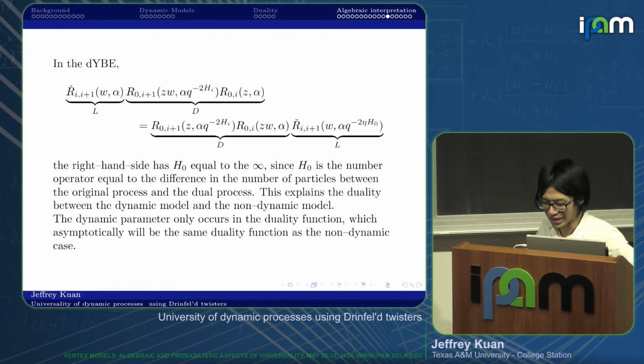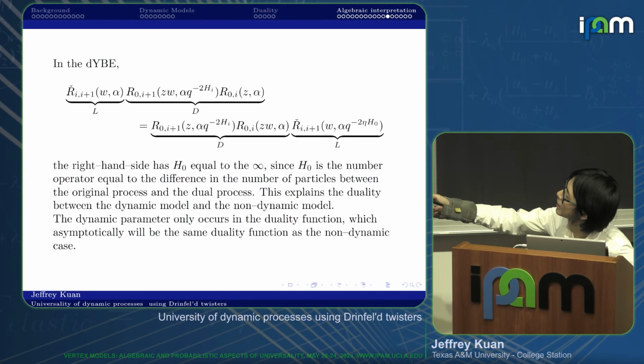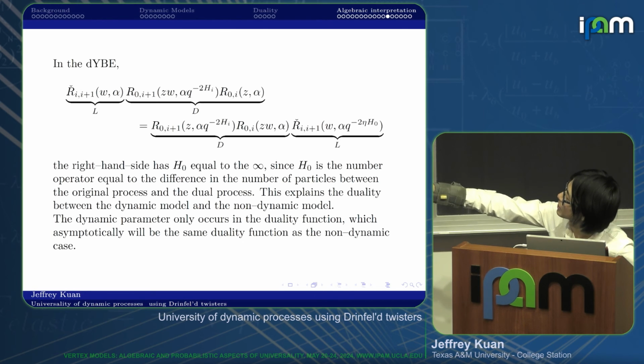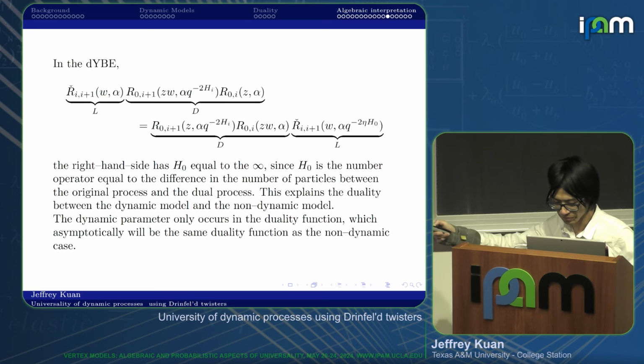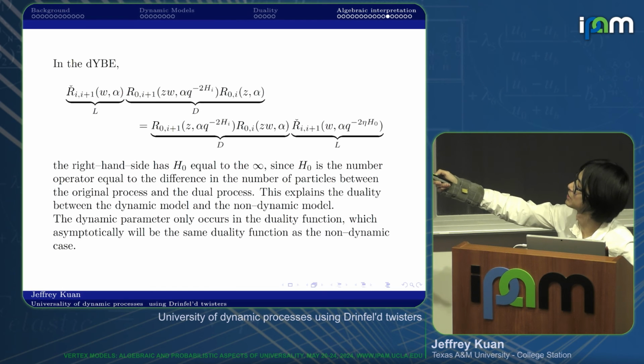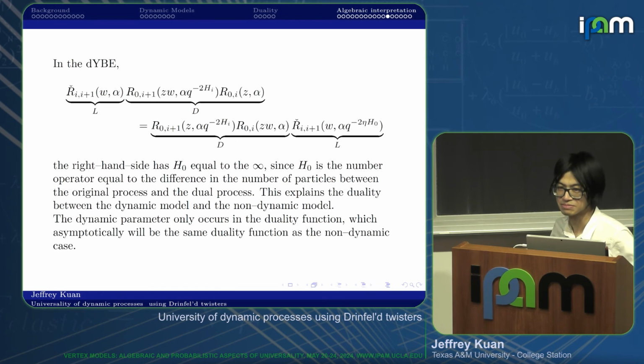But anyway, moving on. So this gives an algebraic reason for why the dynamic model is dual to the non-dynamic model. The original process has infinitely many particles, and the dual process has finitely many particles. So here, H is the number operator, so H equals infinity. And if H is infinity, then the generator of the dual process no longer depends on alpha. So this will reduce to the non-dynamic model. OK, so that's why. Everyone seems OK with that.